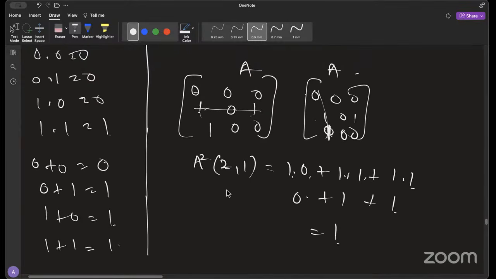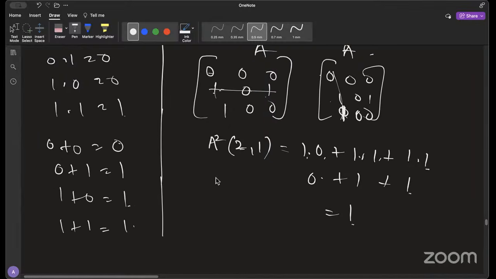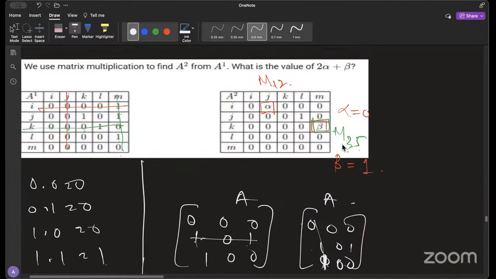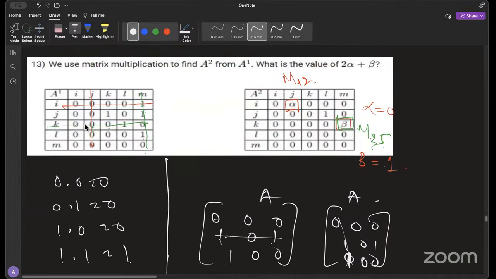So beta gets 1, right? Sorry, what? I'm talking about beta, ma'am. Yeah, beta here is 1. It's 1 because for beta you have to multiply this row with this column. So you will get 1. Beta will be 1. Beta is the 3/5 entry of this matrix, right? So you have to multiply the third row and fifth column. Okay, got it.